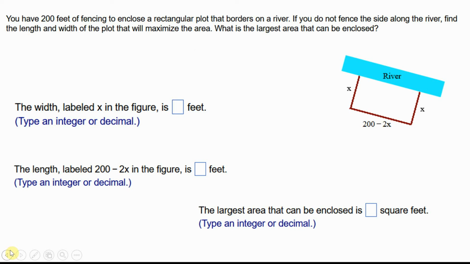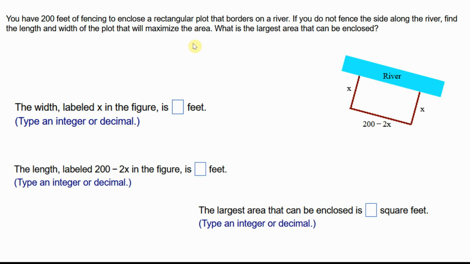You have 200 feet of fencing to enclose a rectangular plot that borders on a river. Isn't that pretty? If you do not fence the side along the river, obviously, unless you got bandits that's going to cross the river, right? But that means I've been watching too many Westerns. Anyway, find the length and the width of the plot that will maximize the area.